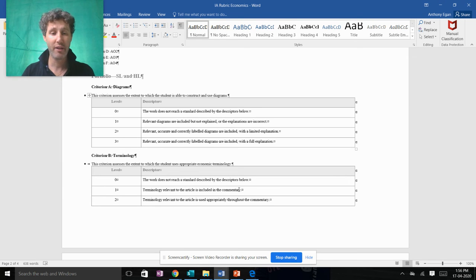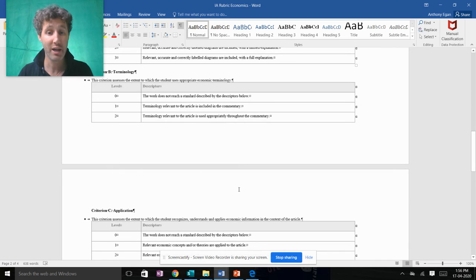Okay, the second thing is terminology. Obviously, economics is a subject and it's a separate subject. It has its own language. So you have to use terminology that's appropriate to the commentary, which means essentially that you're using economic terminology, you're defining the terms in the commentary, and you're letting the reader know you understand the economic significance of those terms. And as I said, it's a good idea to define words that are in the actual commentary.